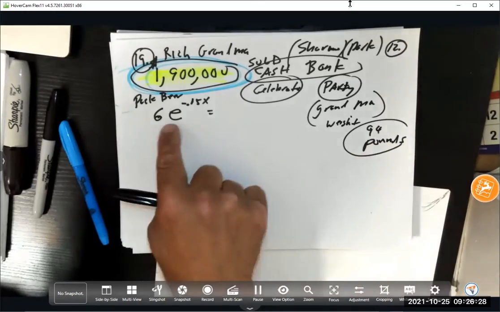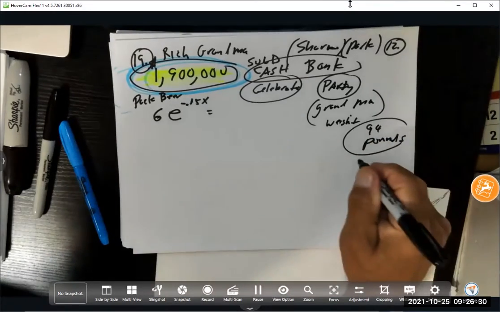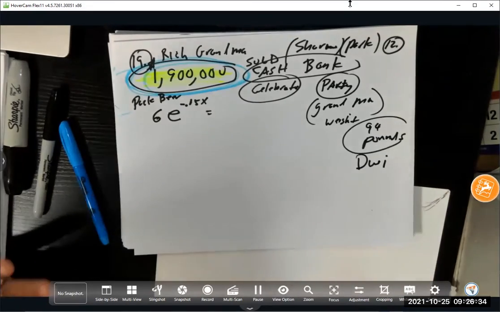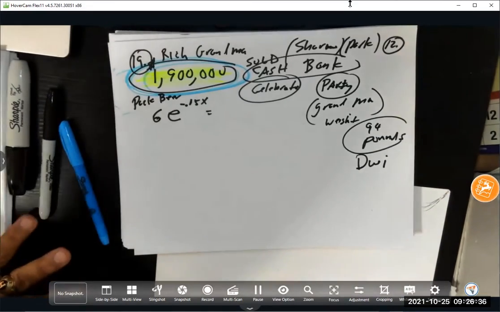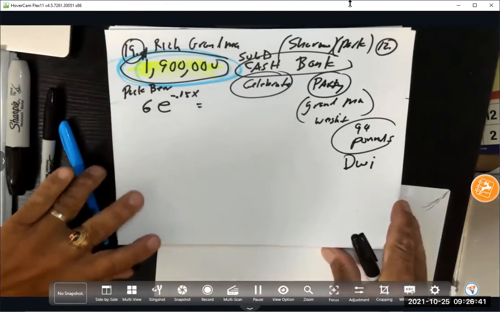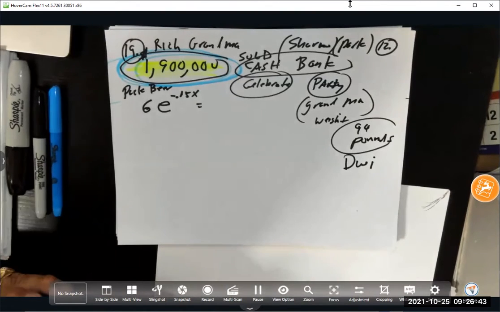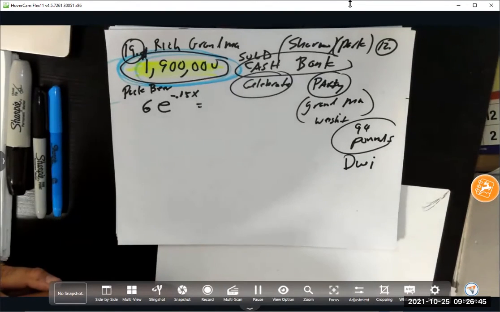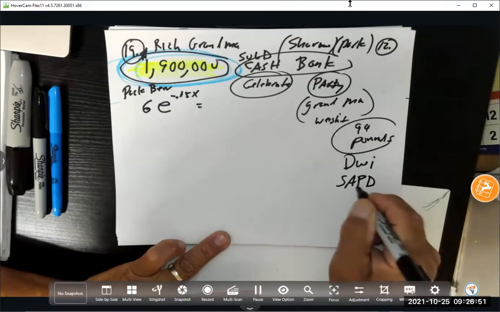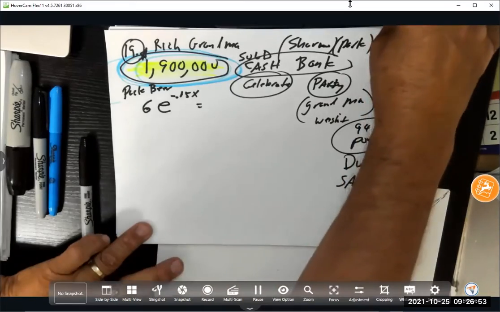If grandma has 6 beers in her body, is she a DWI? Yes or no? 94 pound grandma, and she has six beers in her body. If she drives, is she a DWI for sure? Depends on the body weight and how they effectively react to alcohol in their system.